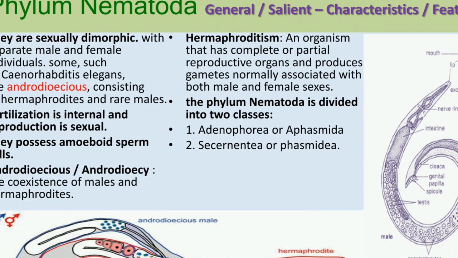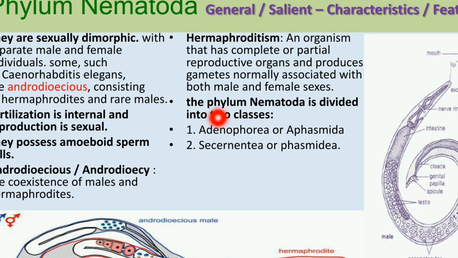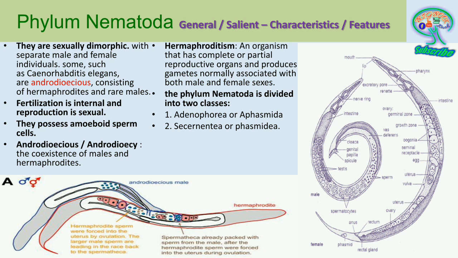Now here, the phylum Nematoda is divided into two classes: Adenophorea, or Aphasmidia, and Secernentea, or Phasmidia. These are the two classes. These classes will be discussed separately with proper examples, and it will be uploaded later. So here are a few slides discussing the characters of nematodes, helminths, or Nemathelminthes.